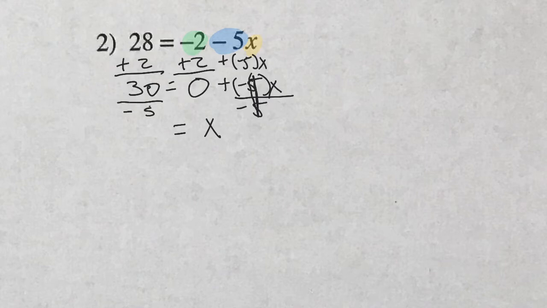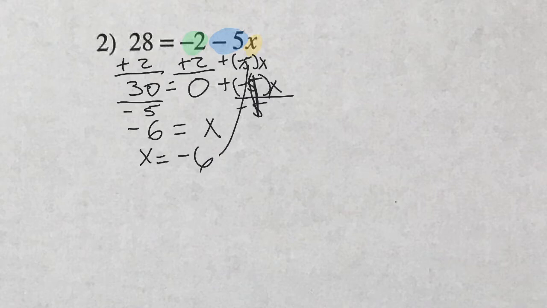So 30 divided by negative 5. Well, I know 5 goes into 30 6 times. And that when I'm dividing a positive and a negative, I get a negative. So I end up with negative, sorry, did I say 5 times? 6 times. I don't know what I said. So negative 6 equals x. Or if you prefer, x equals negative 6.